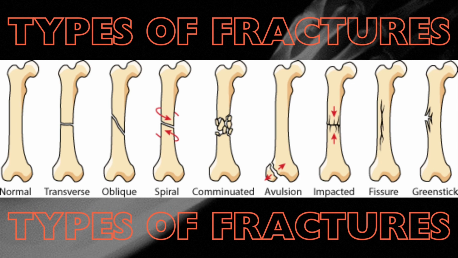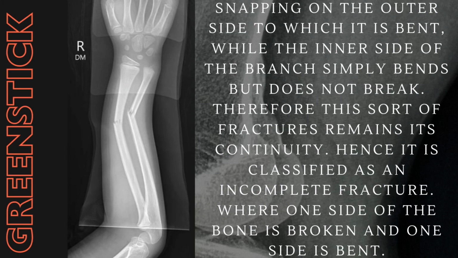Now let us discuss the types of fractures. We have first the green stick. Green stick, snapping on the outer side to which it is bent, while the inner side of the branch simply bends but does not break. Therefore, this sort of fracture remains its continuity. Hence, it is classified as an incomplete fracture, where one side of the bone is broken and one side is bent. The term green stick fracture comes from the analogy of breaking a young fresh tree branch.